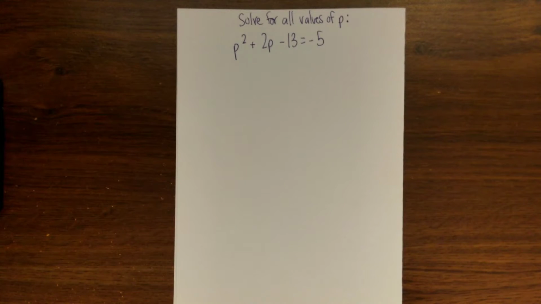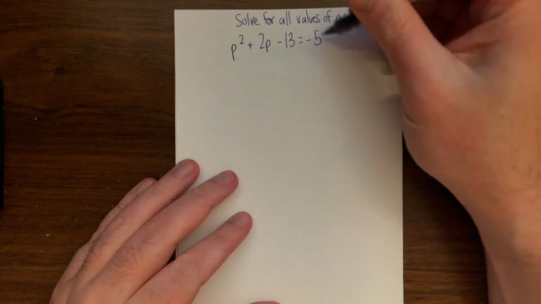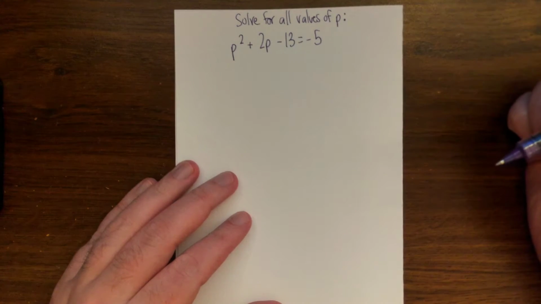In this video, we're going to go one step further with the quadratic formula. So this problem here can be solved by using the quadratic formula. However, to use the quadratic formula, the equation must be in standard form. Standard form means that the equation must be equal to 0. So we need to get this -5 to go away.